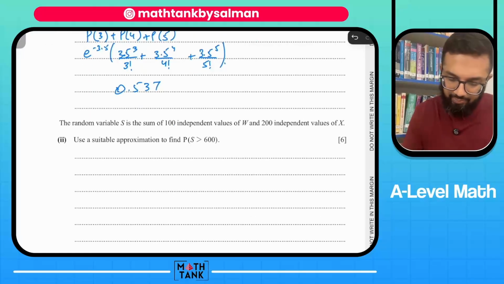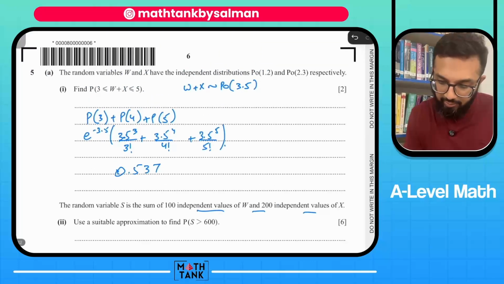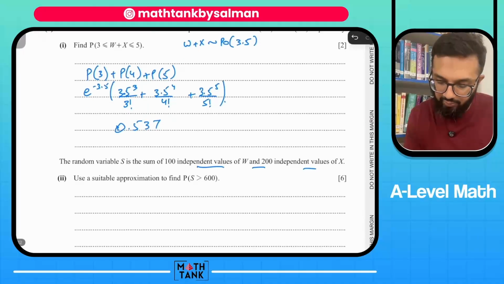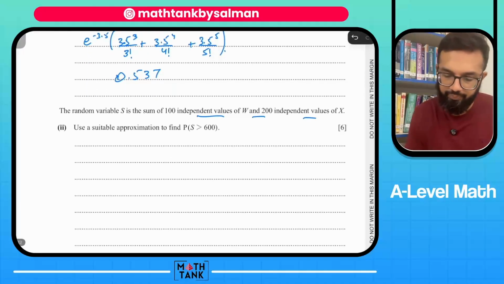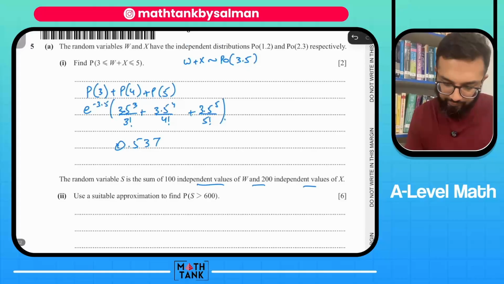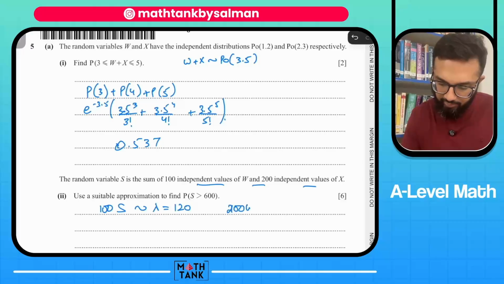The random variable S is the sum of 100 values of W and 200 values of X. Very similar to the November question that we did. Use a suitable approximation to find the probability of S greater than 600. So 100W will have a lambda of 120. 200X will have a lambda of 460.